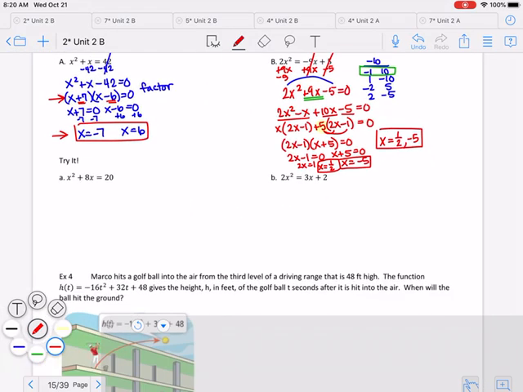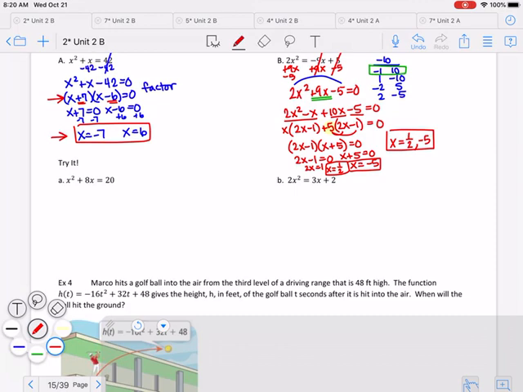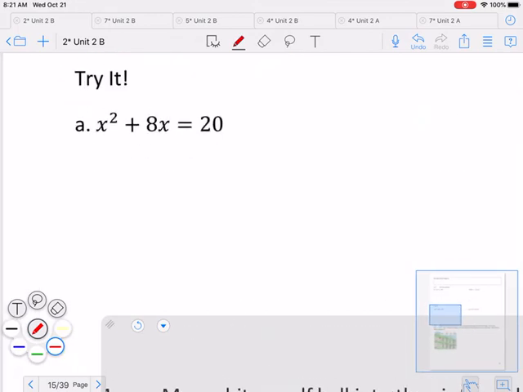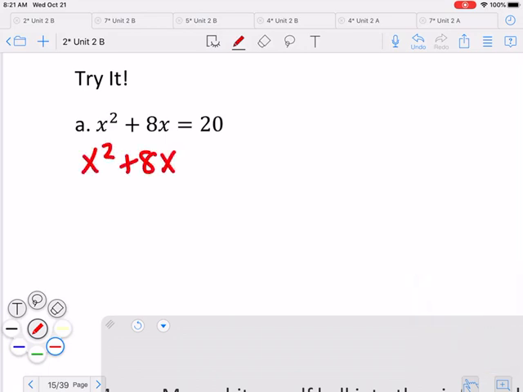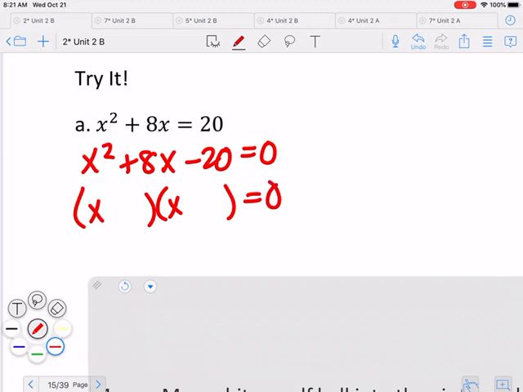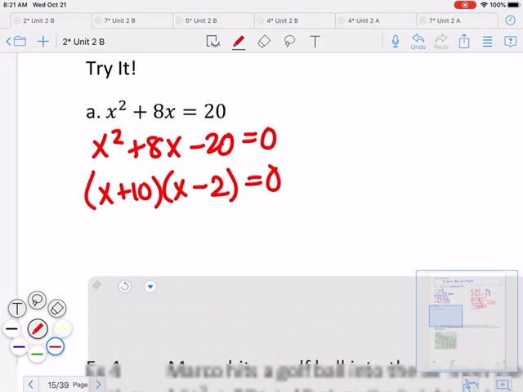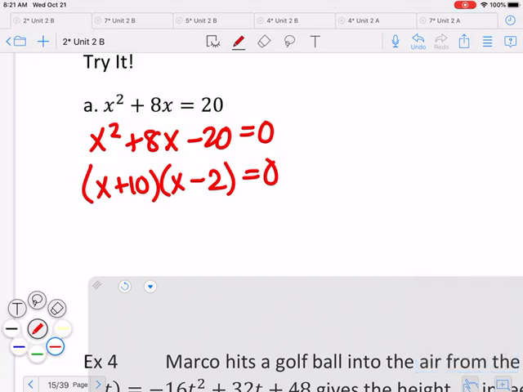All right. Please practice these two. Press pause and then come back to it. I have to minus the 20 over. x squared plus 8x minus 20 equals 0. And now I need two numbers that multiply to negative 20 that add to positive 8. So that'd be 10 and 2. And it's a positive 8, so positive 10 and a minus 2 to give us the plus 8x. And set each factor equal to 0.